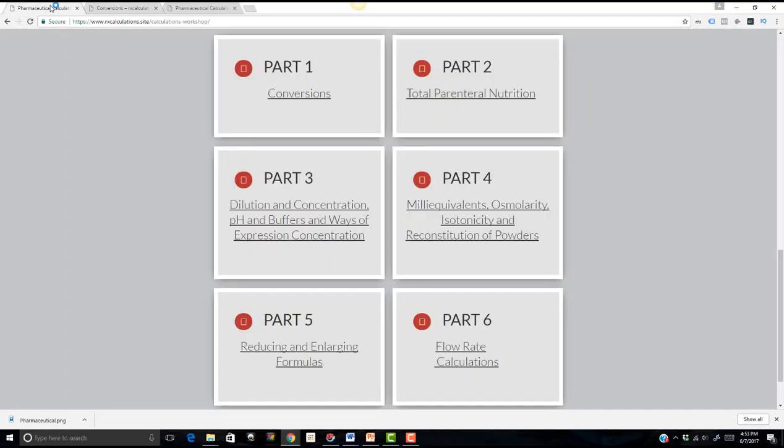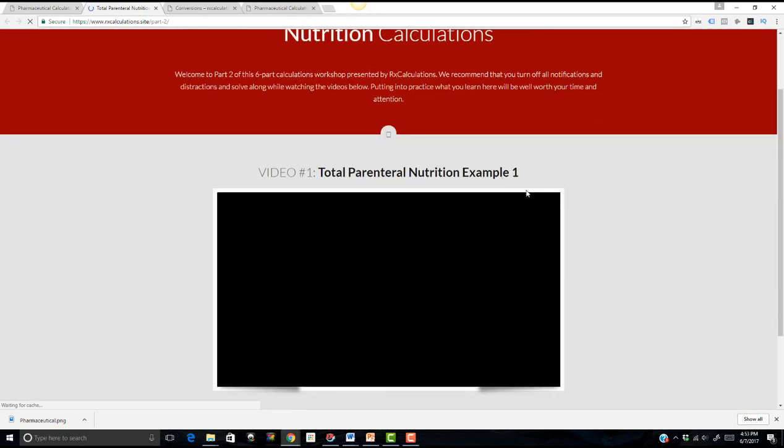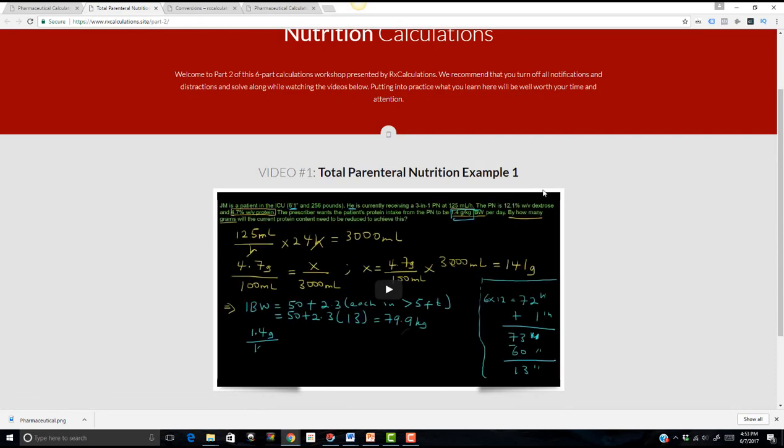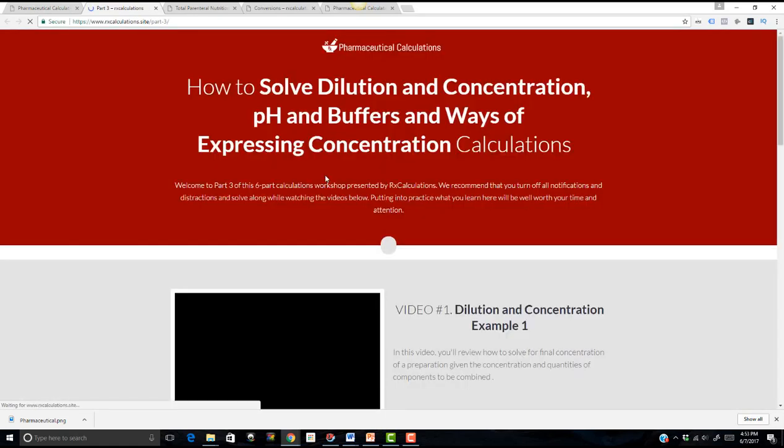If we go to part two, you have one question on TPN, total parenteral nutrition, and this question really synthesizes a lot of information. As you go through it, you would be reminded of things like ideal body weight calculation and how that becomes pertinent. Okay, in part three, you have dilutions and concentrations, and there are a total of 5 questions in this section.